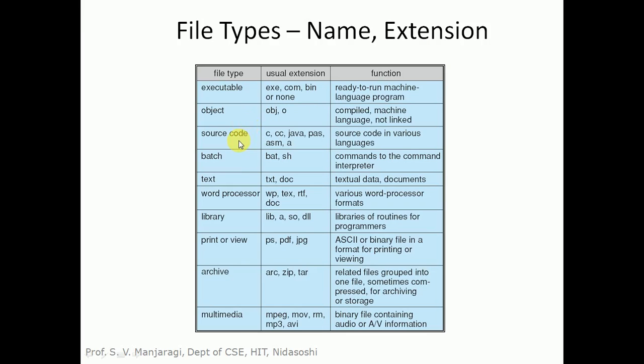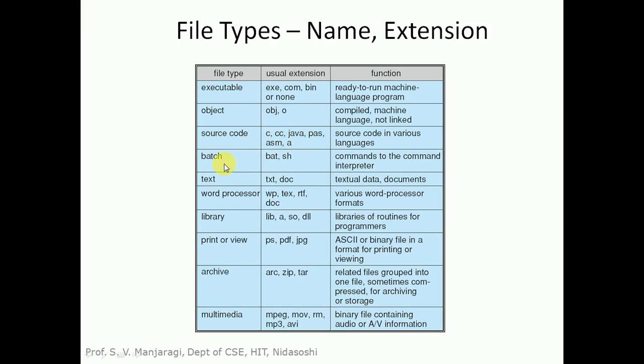The next file type is the source code. This is basically where a program written in some language is stored. That is called the source code. For example, C programs have the extension .c. C++ on Windows has the extension CPP, but on Linux or Unix we have the extension .cc. Java files will have the extension .java, and so on. That is called source code.